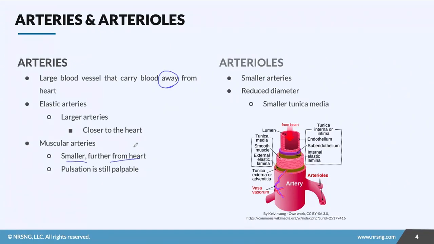Then we have muscular arteries that are further away from the heart, but pulsation is still palpable. If you think about your axillary arteries, your brachial arteries, your radial and ulnar arteries, these are the ones that we feel pulses on as we assess a patient. Then your arterioles are much smaller arteries. They have a reduced diameter, and they have a smaller tunica media, which is our muscular layer. So that's what our arterioles are and what they're made of.